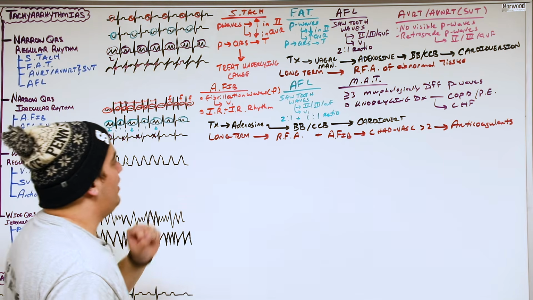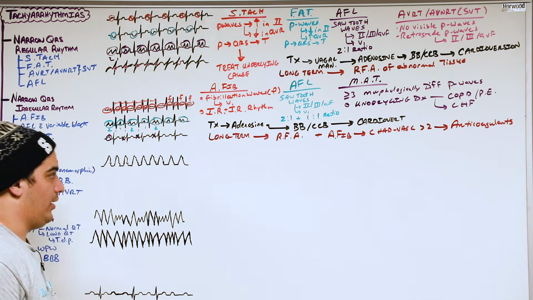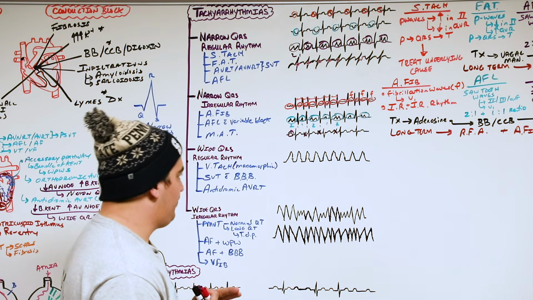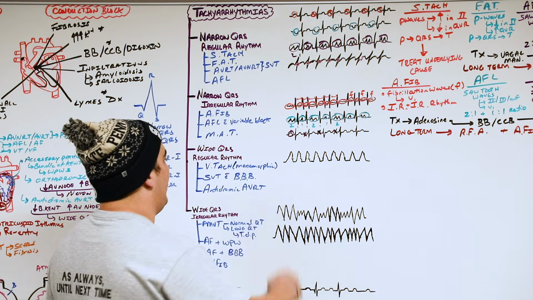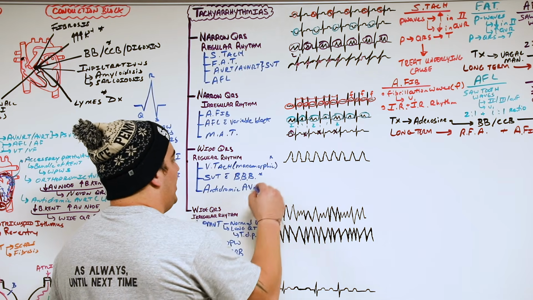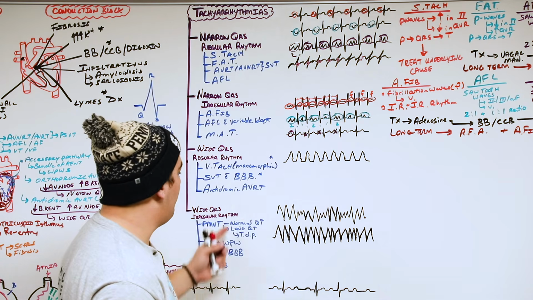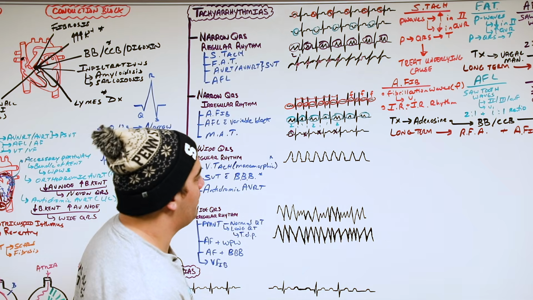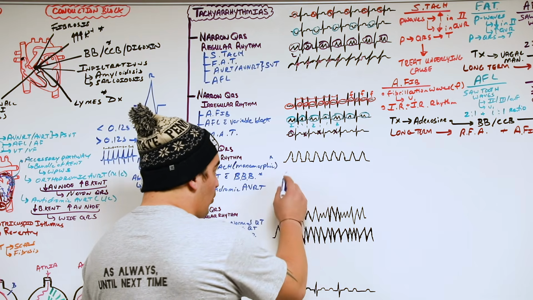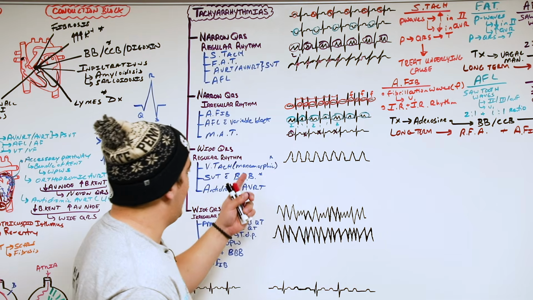Okay, so we talked about the narrow irregular. Now let's hit our wide regulars. Let's talk about our wide regulars, okay? We got our VTach and SVT with aberrancy. These are the two big ones. Again, antidromic AVRT can happen, but I want us to talk about it more with the wide irregulars. So let's focus on VTach and SVT with aberrancy. Here's the thing. When you look at this one, you'll notice, wait, Zach, how do I know?